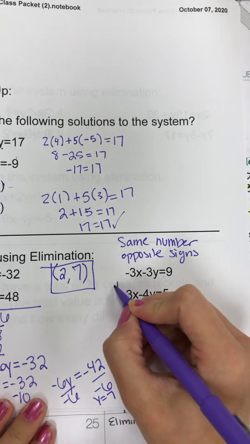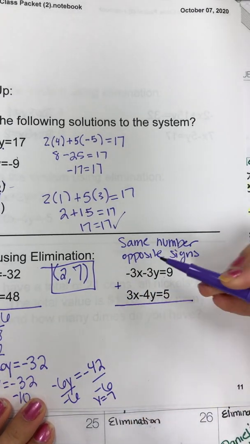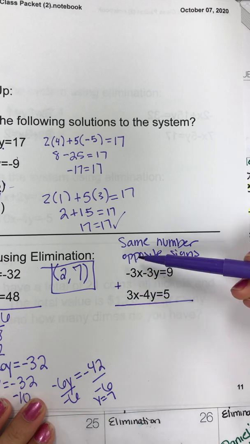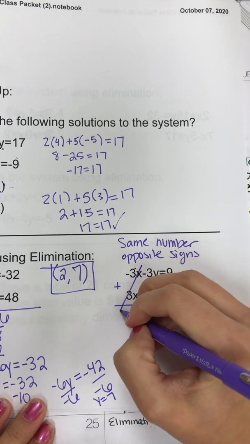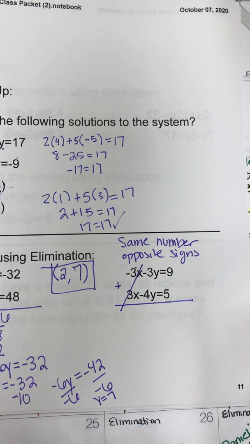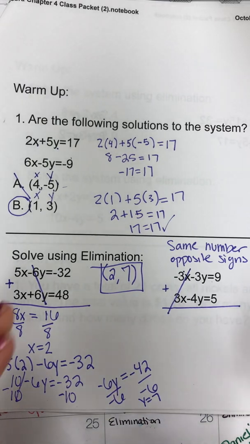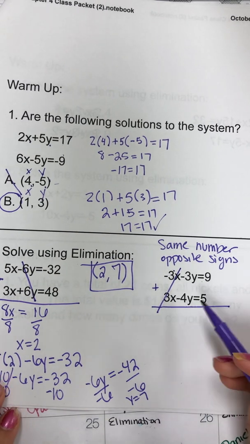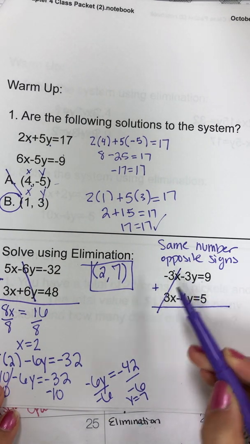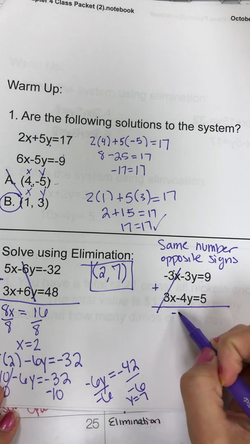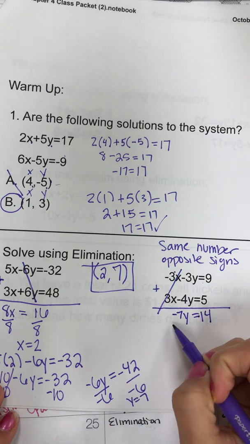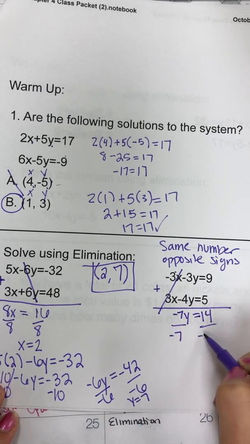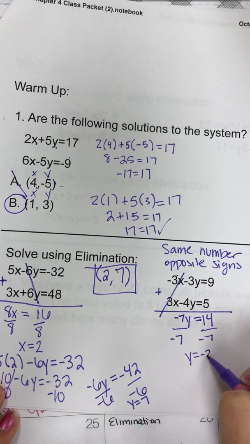So I'm gonna go ahead and add these together because I can see just from looking at it, the x's are gonna cancel out. So negative 3x plus a positive 3x is gonna be 0. So the x's are gonna cancel out this time, which is what I want. When I add these together, I want either the x's to cancel out or the y's. So now I'm gonna continue. Negative 3y plus negative 4y is negative 7y, and 9 plus 5 is 14.